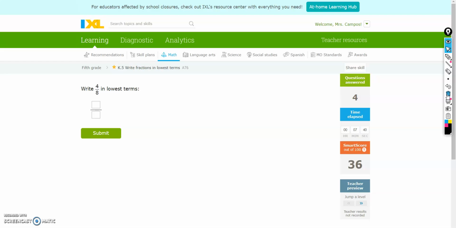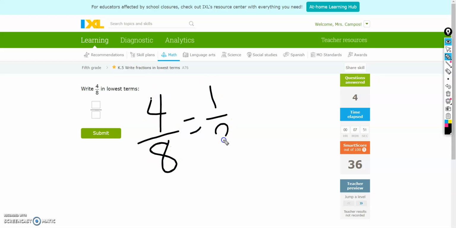Okay, here we have 4/8. Do you remember how to figure this one out? By just looking at it? 4 is half of 8, so you know the answer is 1/2.